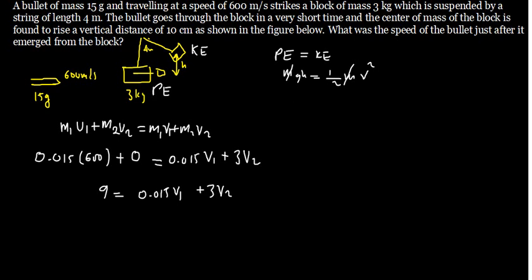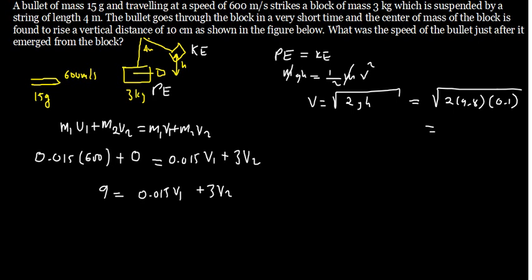So what we have is v is going to be the square root of 2gh, and this is going to give us the square root of 2 multiplied by 9.8, and the height which was moved is 10 centimeters, which is 0.1 meters. Square root of 2 multiplied by 9.8 multiplied by 0.1 is going to give us 1.4 meters per second.